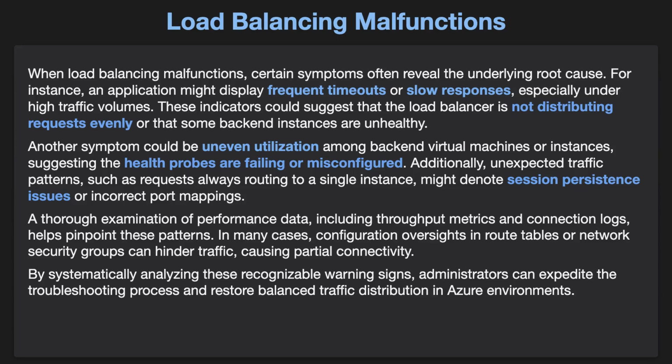Additionally, unexpected traffic patterns, such as requests always routing to a single instance, might denote session persistence issues or incorrect port mappings. A thorough examination of performance data, including throughput metrics and connection logs, helps pinpoint these patterns. In many cases, configuration oversights in route tables or network security groups can hinder traffic, causing partial connectivity. By systematically analyzing these recognizable warning signs, administrators can expedite the troubleshooting process and restore balanced traffic distribution in Azure environments.